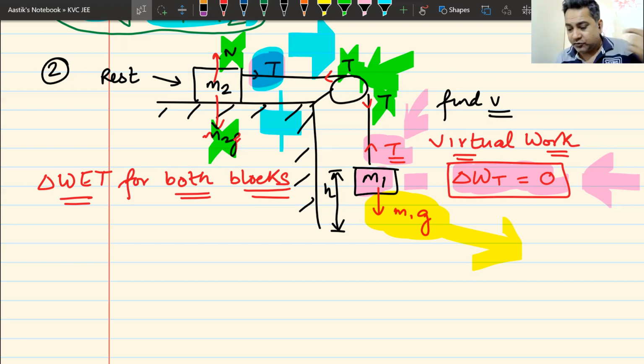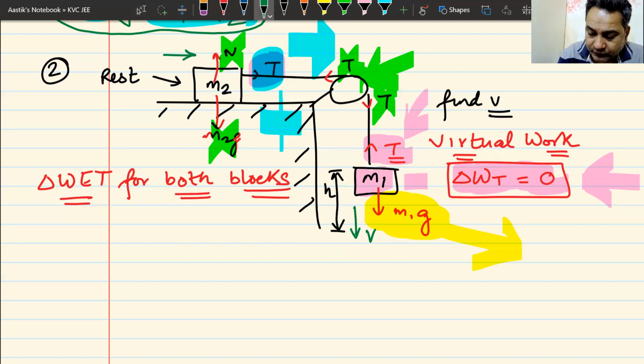Obviously, the velocity of both the blocks is going to be the same. If I call the velocity of block number 1 as v, which is downwards in green, the velocity of block 2 would also be v, magnitude wise the same, but along the right, since they are connected by the same string. The velocities in magnitude would be the same.